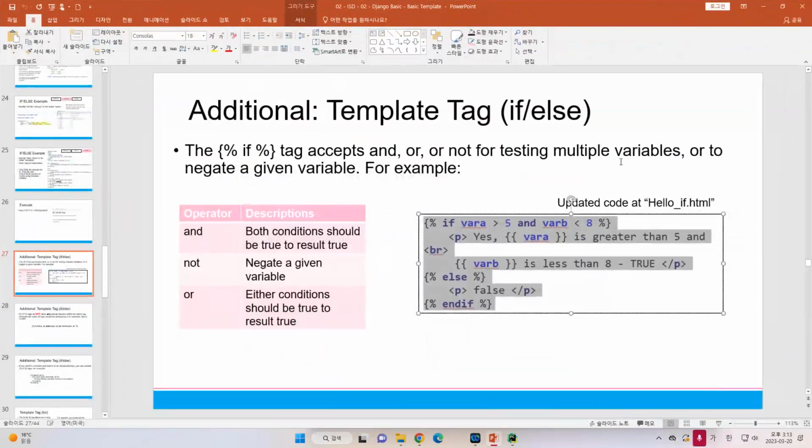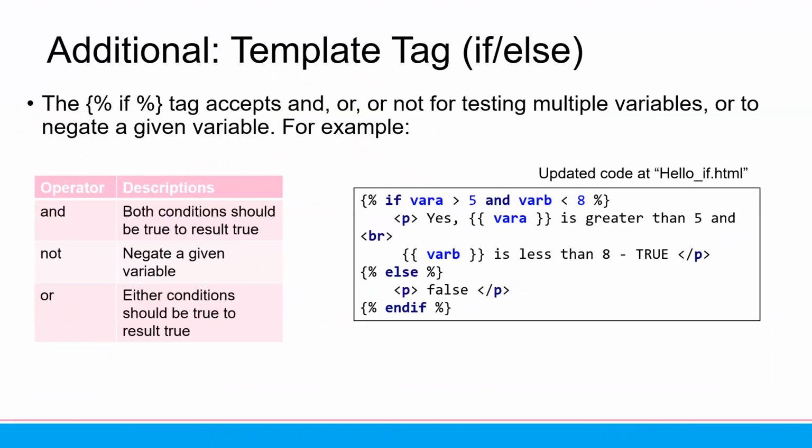So it is the same as the template for Python. If it is and, then both conditions should be true to result true. If it is not, then it negates a given variable. And if it is or, either condition should be true to result true.